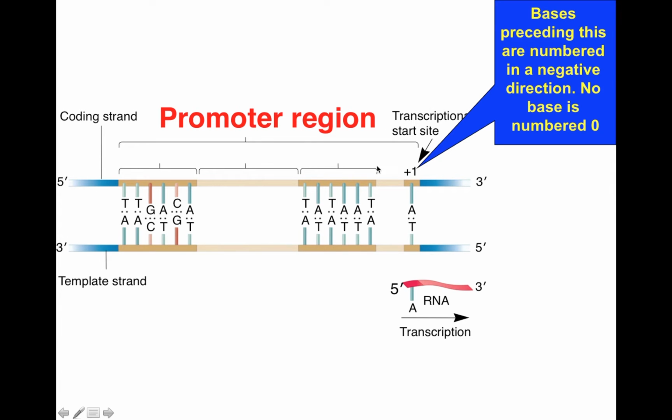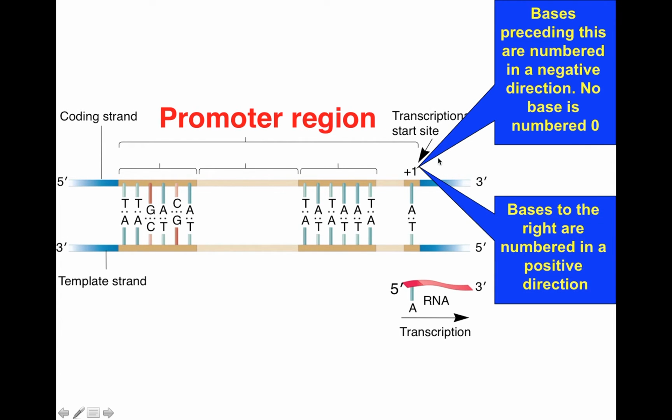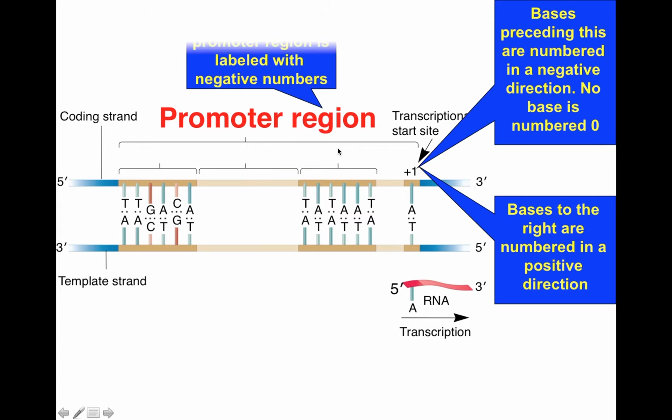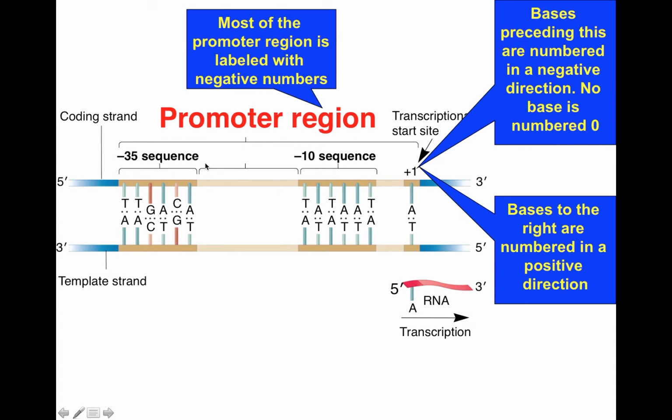This is the transcriptional start site here. The bases to the right are labeled with a positive number, and to the left are labeled with a negative number. There is a -10 sequence, which means that it is 10 nucleotides away from the start site of transcription, the first nucleotide. And notice that it is quite AT-rich. There's a -35 sequence, which is not so AT-rich. It's a mix of nucleotides.